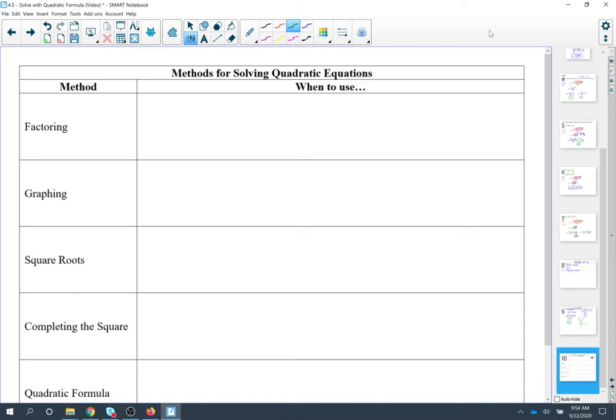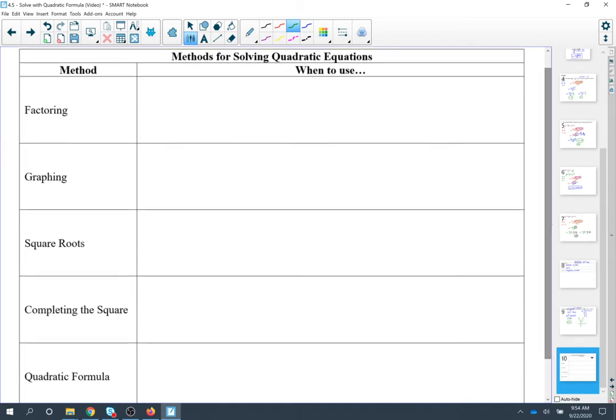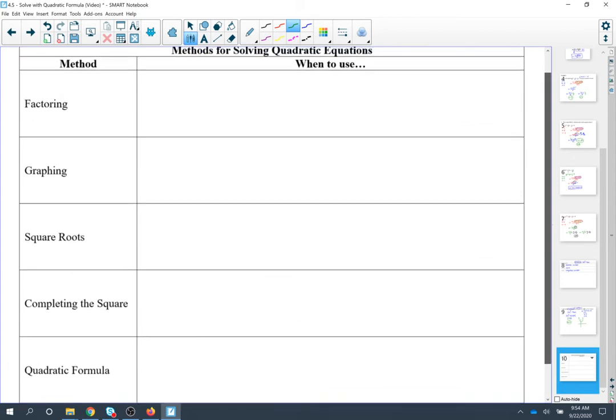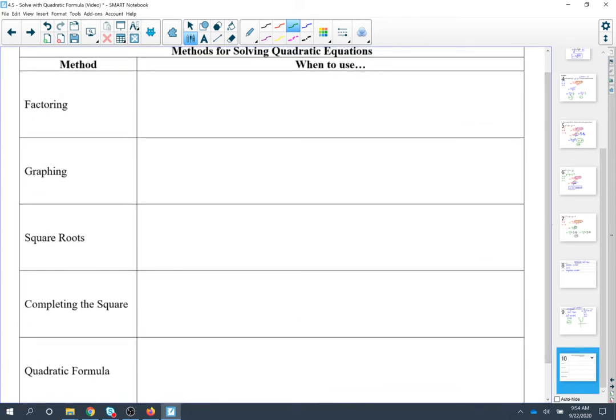Methods for solving quadratic equations. We have a couple different methods that we've done in this chapter, and we're going to go over when to use each one. We have factoring, graphing, square roots, completing the square, and then last but not least, the quadratic formula. Factoring, if you remember, is when you can do something like x minus p times x minus q equals 0, and then you use the zero product property. So you would have solutions of x equals p and x equals q.